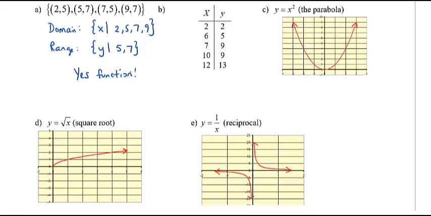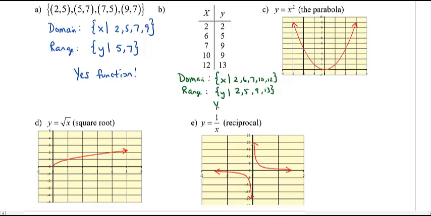How about part B? You try this. It's the same as part A, except more numbers. Domain. List them out in order. Range. Once again, for each X value, is there only one Y value? Yep. A function.